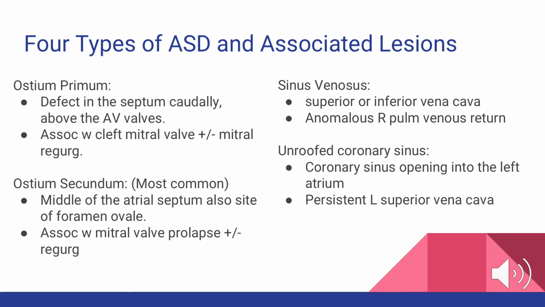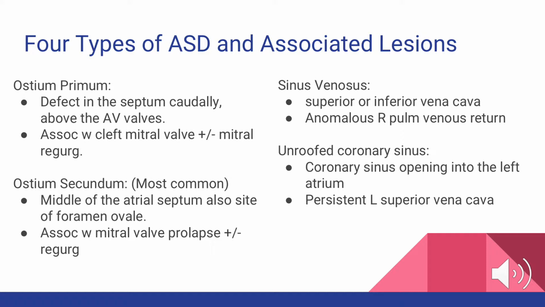All right, so there are four types of ASD, and they're typically associated with a particular lesion. First one is ostium primum, which is located in the septum caudally above the AV valves. It's typically associated with a cleft mitral valve plus or minus mitral regurgitation. The second is ostium secundum, which is the most common. It's at the middle of the atrial septum, also the same site as the foramen ovale. It's associated with mitral valve prolapse plus or minus regurgitation.